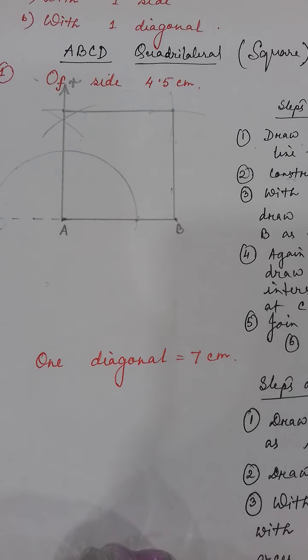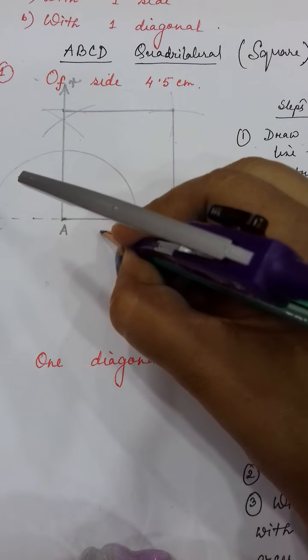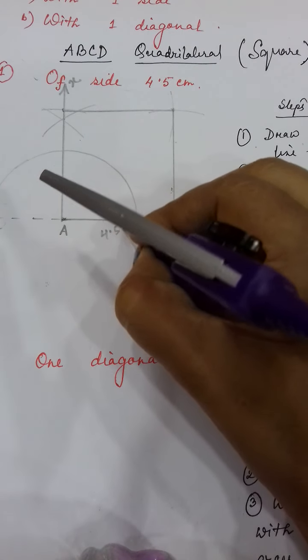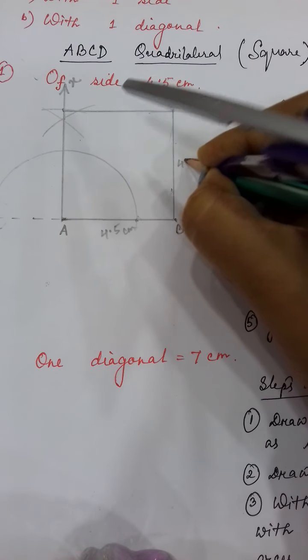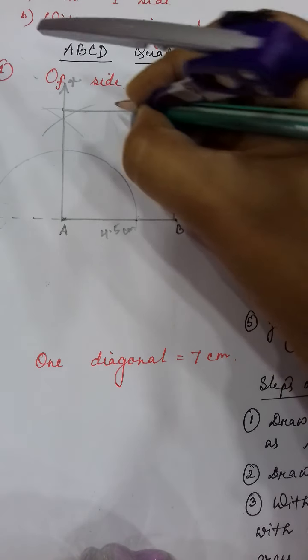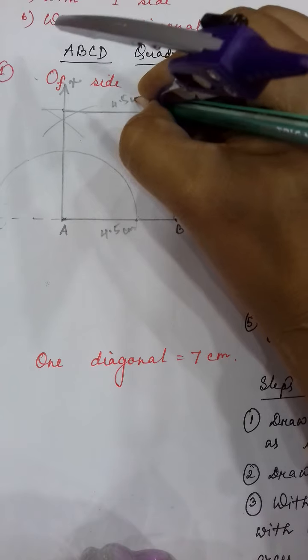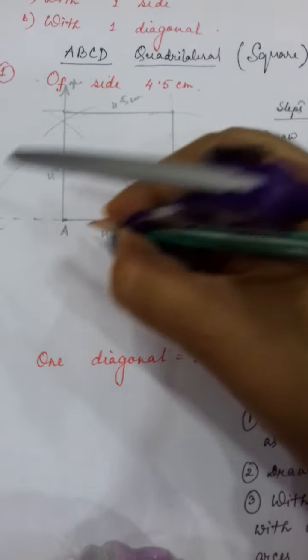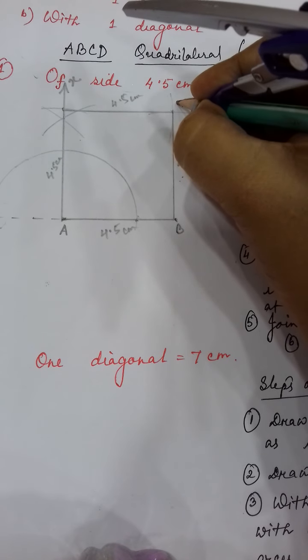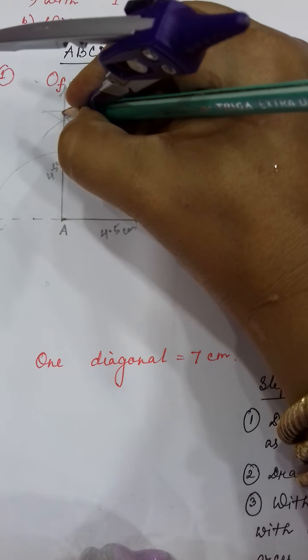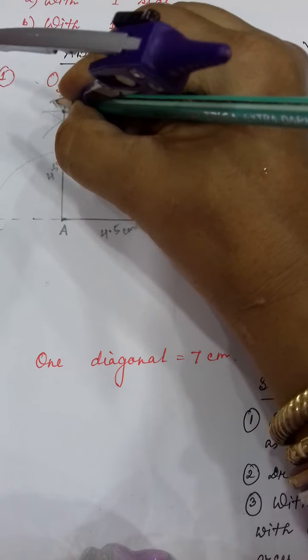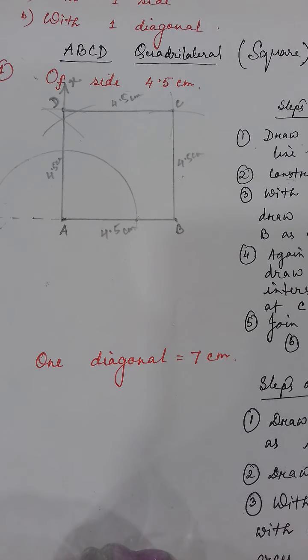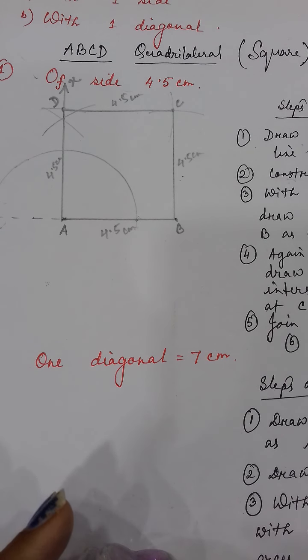Clear students? Have you seen how to construct a square? So it is 4.5 centimeter, it is also 4.5 centimeter, it is also 4.5 centimeter and it is also 4.5 centimeter. A, B, this intersecting point is C and this intersecting point is D. Clear? How to construct a square with one side?